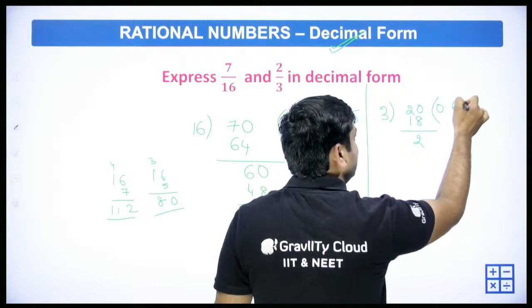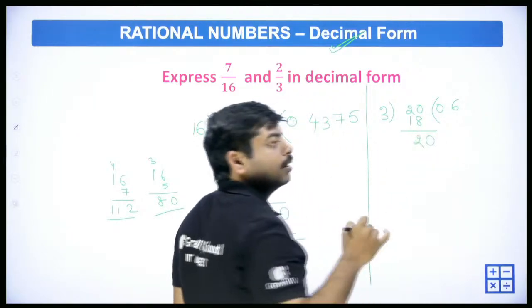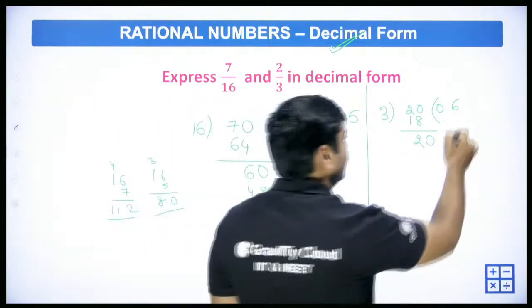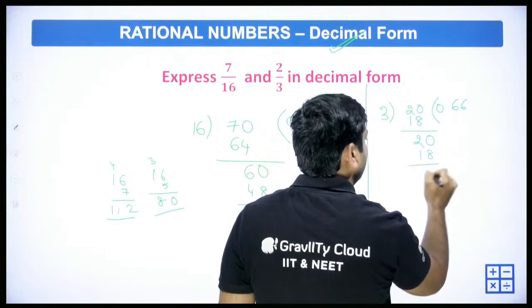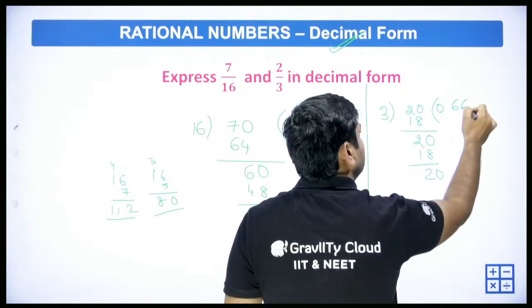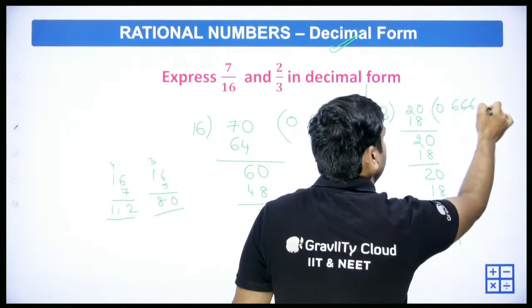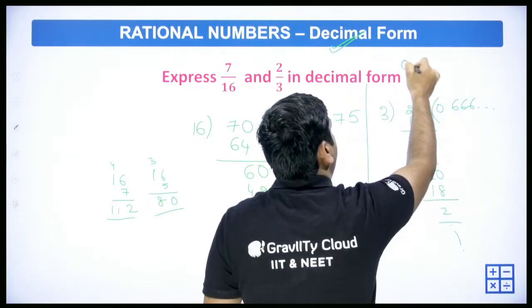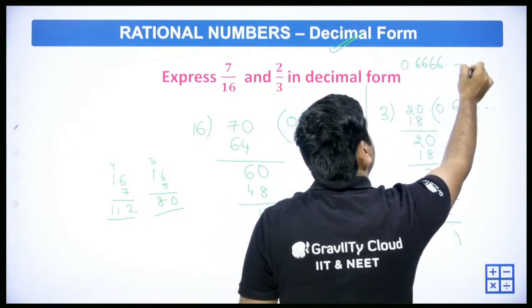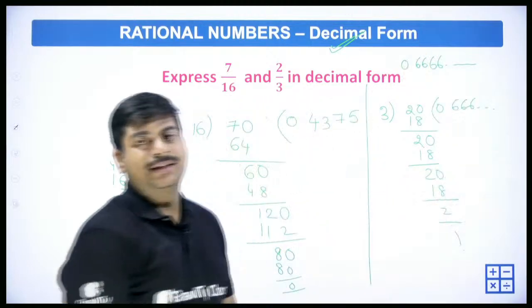Again, we need to keep 0. So 3 sixes are 18 again. Once again, we are left with 2. Again 0. So 3 sixes are 18. And this process will continue. So the answer for this 2 by 3 is 0.6666 and so on. It will never end.